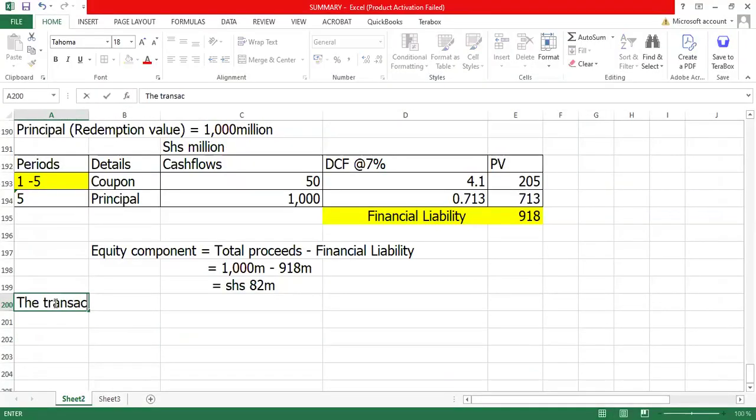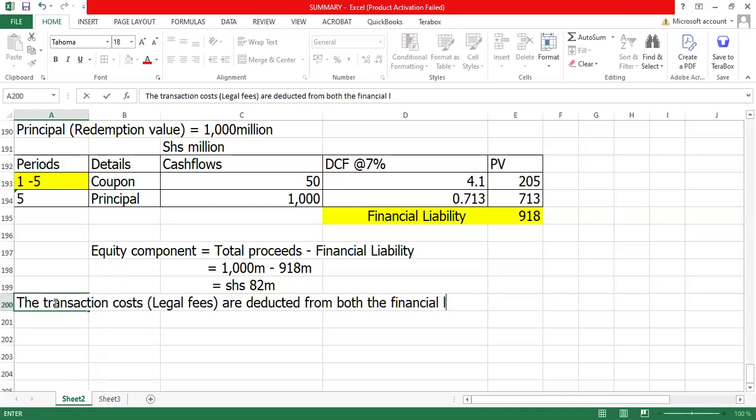The transaction cost, that is now the legal fees, are deducted from both the financial liability and equity component based on their values. It's like you apportion.